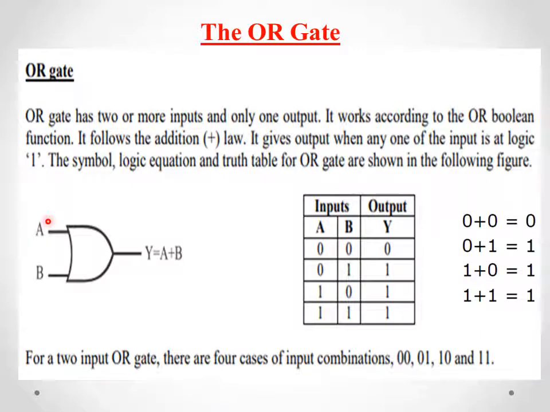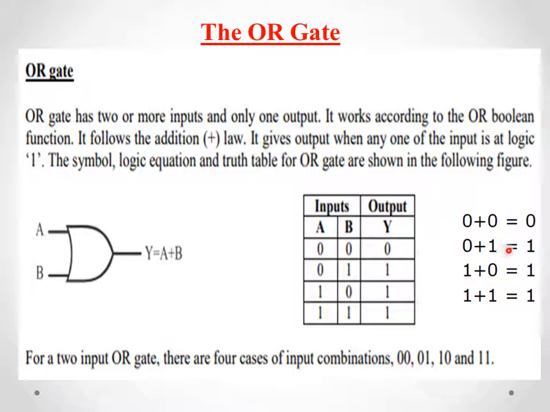And this is the symbol for the OR gate. This is a two input OR gate. Input 1 is A and input 2 is B. So the output of the OR gate is Y equals A plus B. Based on that, here is the truth table representation. With the two inputs we make four possible combinations. So we use the Boolean addition rules.